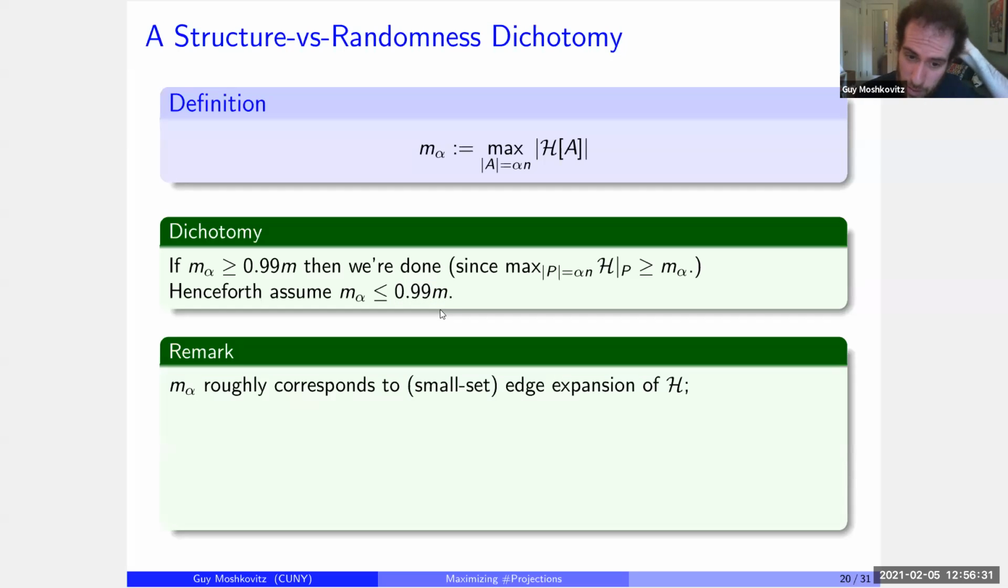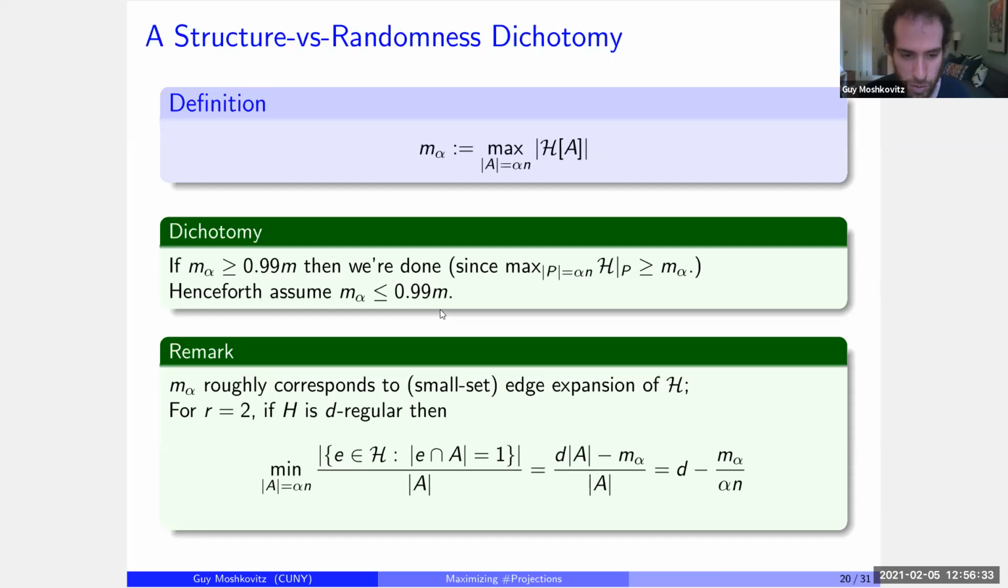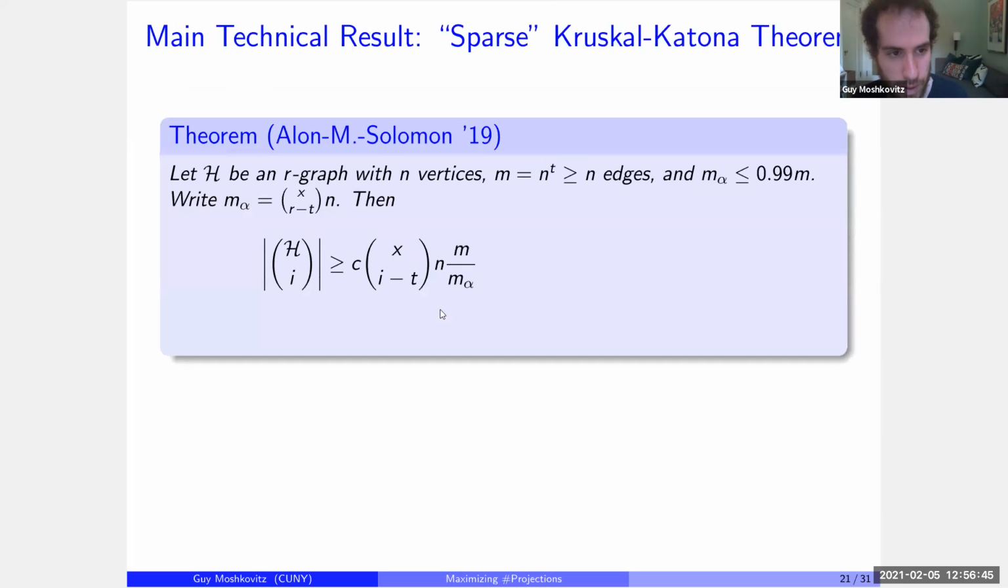But actually, if you think about it, m sub alpha corresponds to, say, if we're talking about graphs, r-uniform hypergraphs where r is 2, then this is just what's known as edge expansion. So small set edge expansion. So this is just a notion of quasi-randomness, if you will.